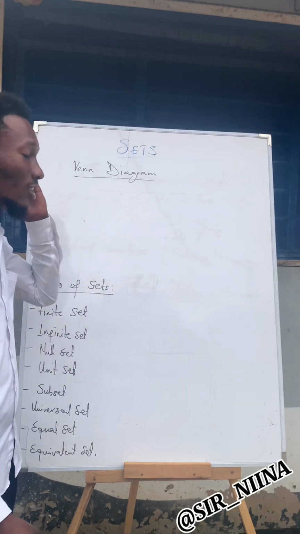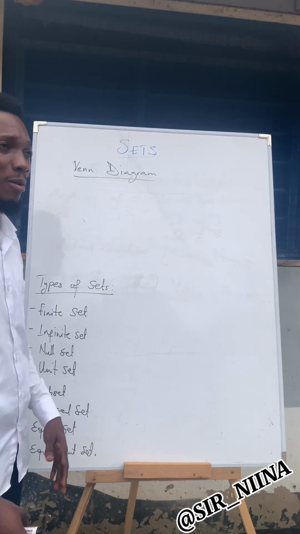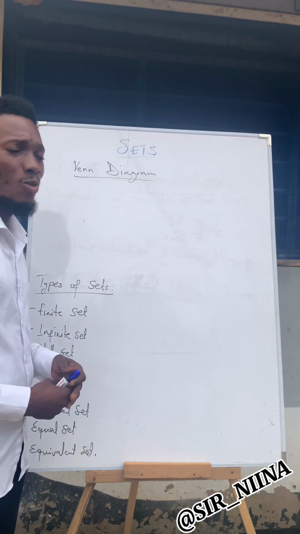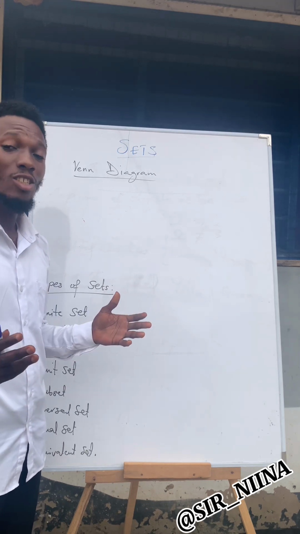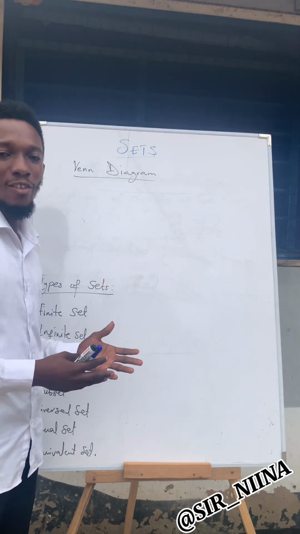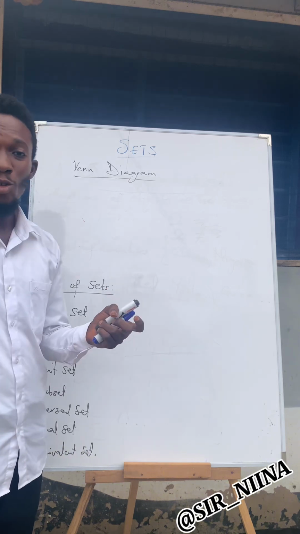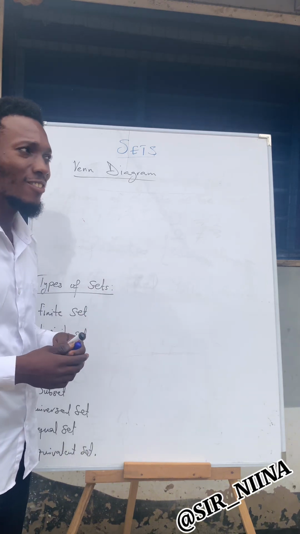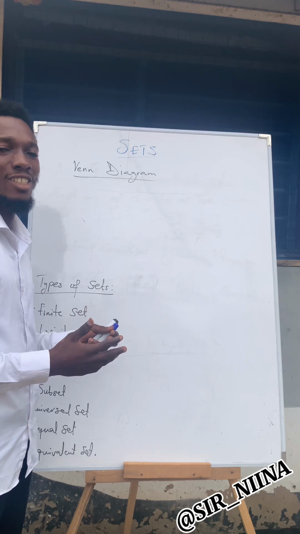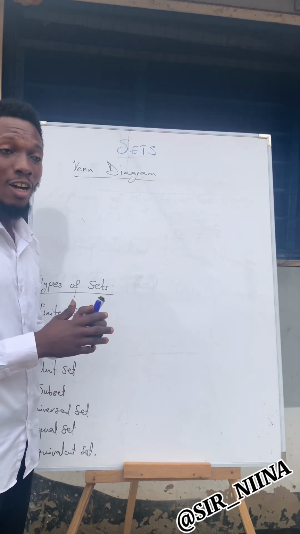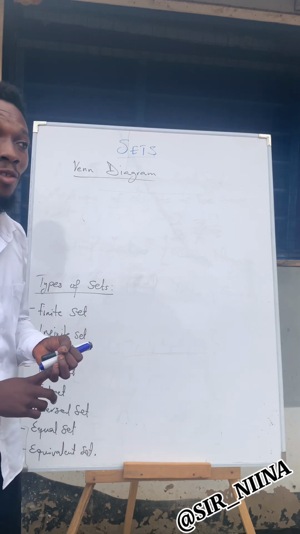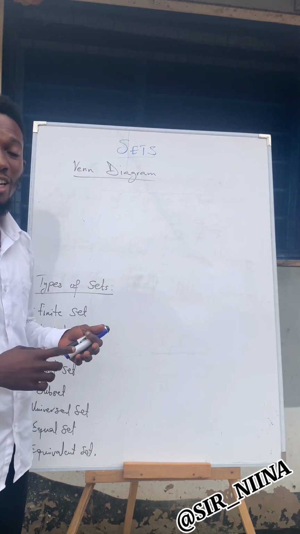Today we are taking on the Venn diagram. When we talk of Venn diagram, what is it about? The Venn diagram is the representation of sets in a diagram. We already know what sets are from our previous lesson. So how do we represent sets in a Venn diagram? It is the use of diagrams such as the rectangle, the square, and then the triangle.